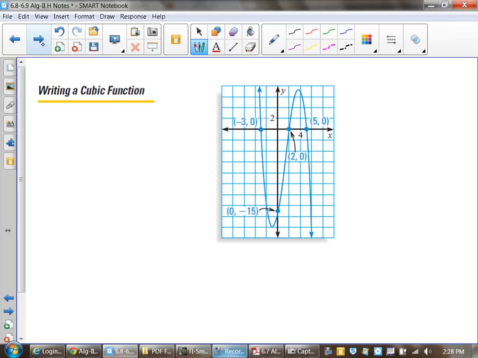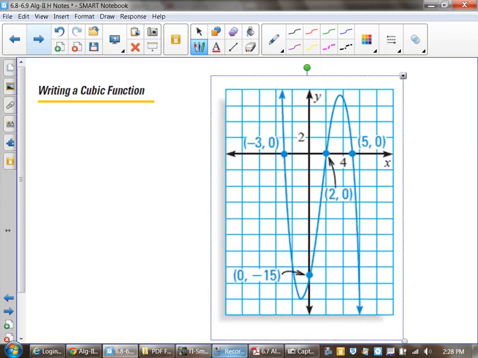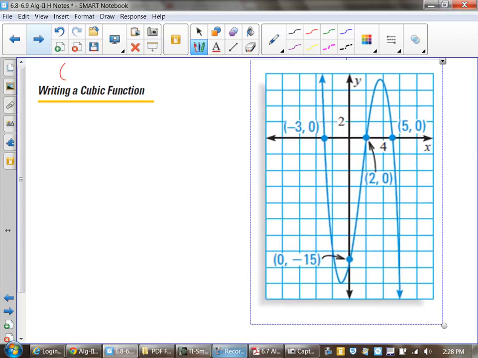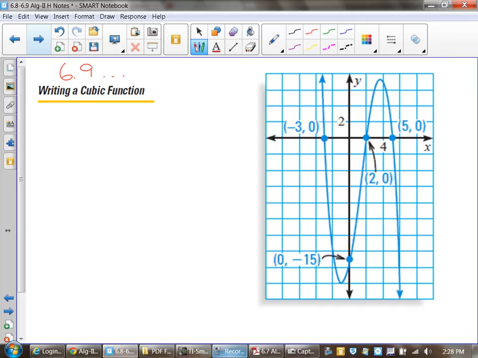Speaking of which, let's do the other part of this. This is the 6.9 stuff. I'm going to give you ordered pairs, or I'm going to give you the graph. You have to write the equation. All you have to be able to do is write it out in that, I don't know if you want to call it intercept style. We don't have to FOIL any of this out. We can just write it out in terms of zeros.